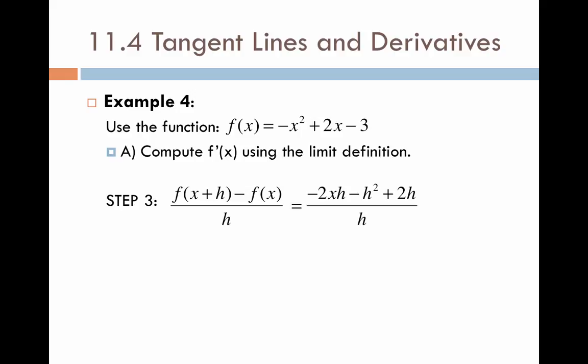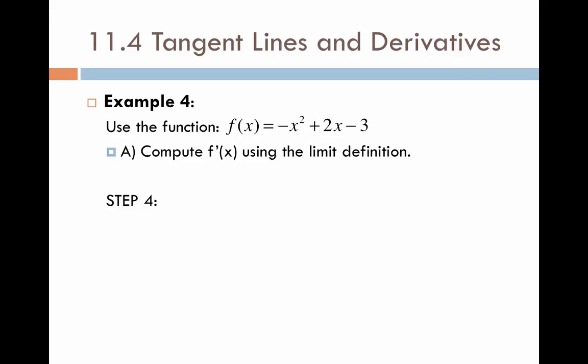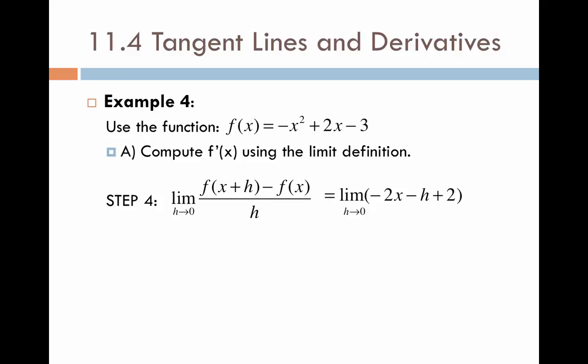So this is what I want to clean up. I can factor an h out of the numerator, cancel the h's, and now I've got negative 2x minus h plus 2. Last step is to take the limit as h approaches 0 of the answer I got in step 3. So using direct substitution, I can just plug 0 in for h, and then I get negative 2x plus 2. So the derivative f prime of x is equal to negative 2x plus 2.